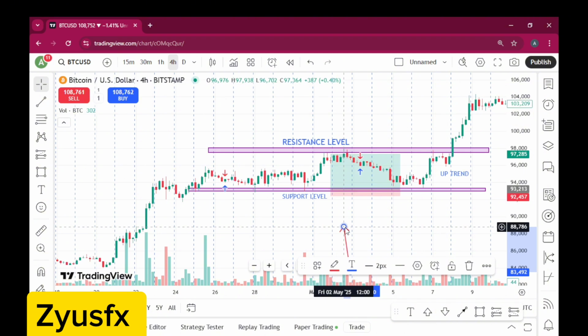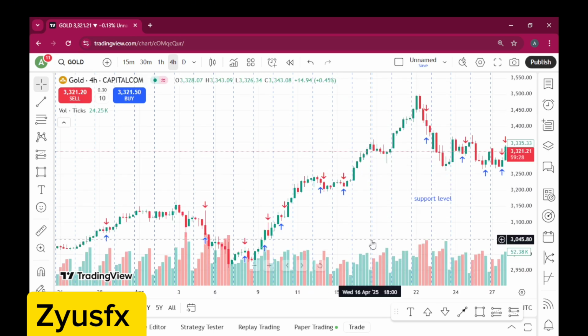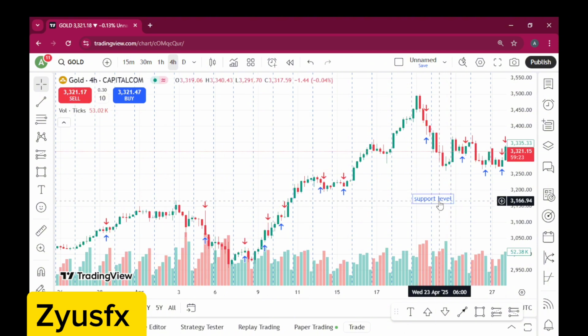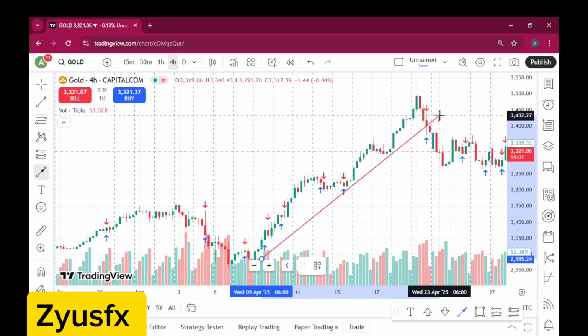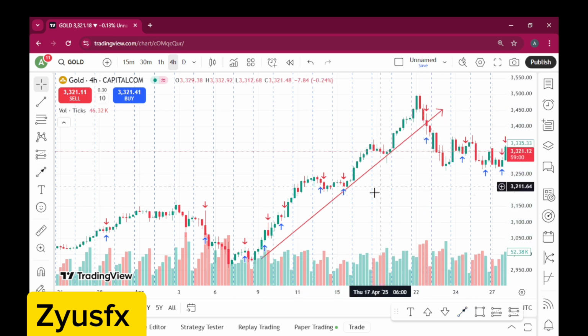The next example will be on gold. We are currently on gold, and this is the second example I'm going to be showing you guys. The first thing you want to do when you come to your chart, as I always tell you guys, is to identify the overall trend or bias of the market. If the market is trending up, you will always be looking for buys unless otherwise. On this occasion, the market was trading up.